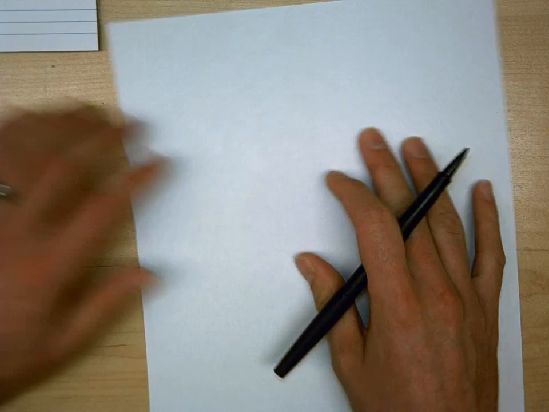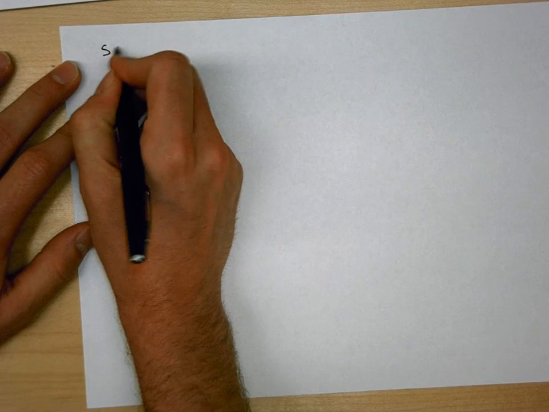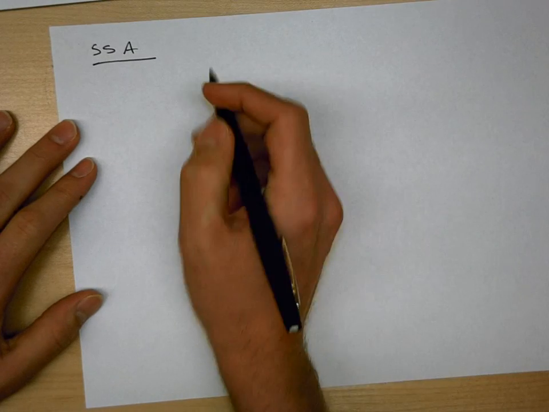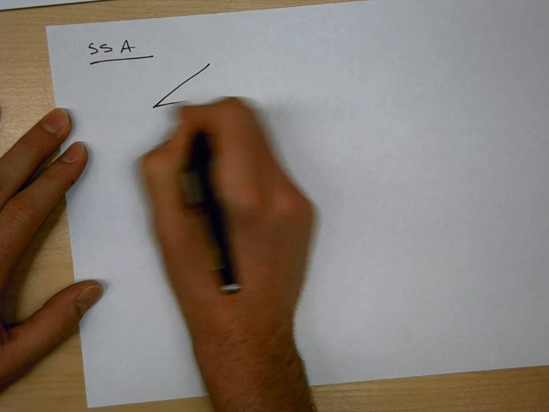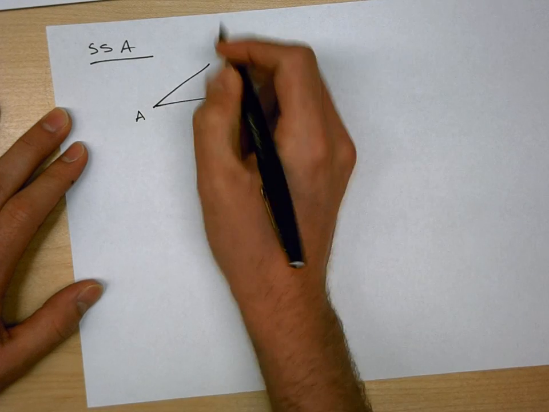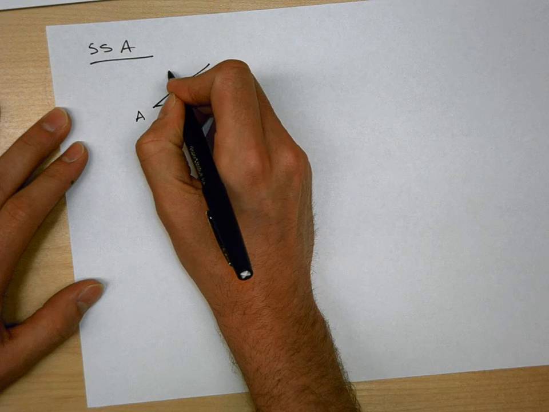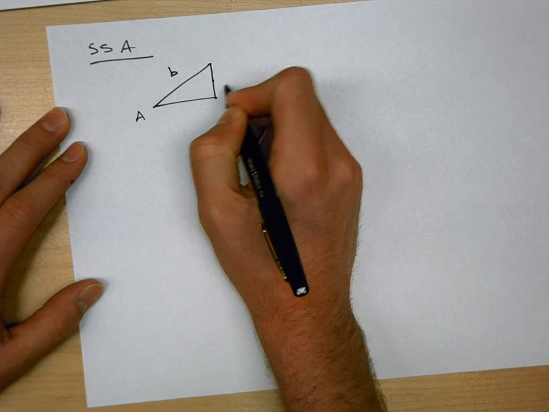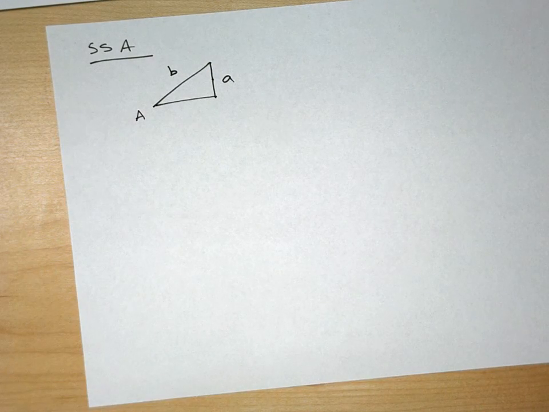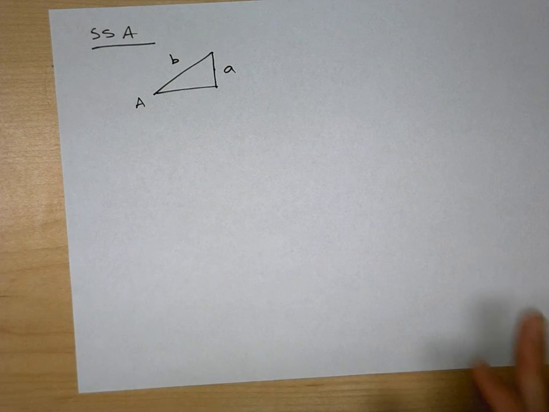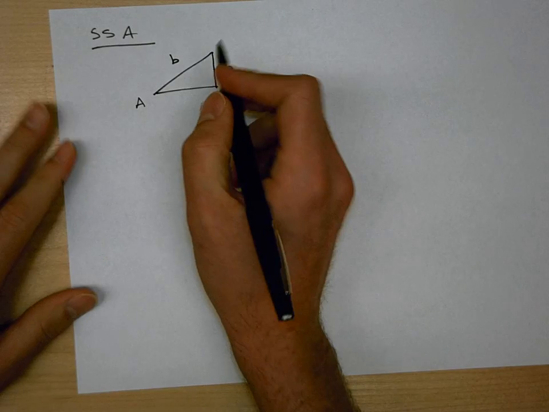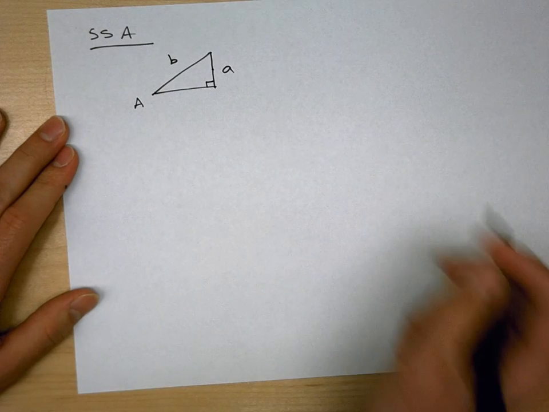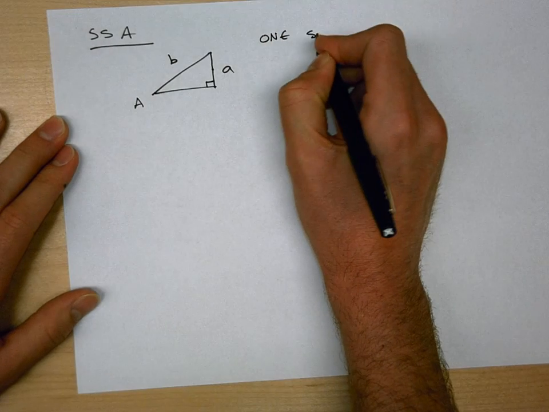So, in the ambiguous case of side-side-angle, we are given 2 sides and an angle. So we're given, for instance, this angle A. We're given a side b, and we're given another side a. Now I just drew a right triangle. We don't know that it's going to be a right triangle, but actually the right triangle is a special case of this. And this is where you get exactly 1 solution.